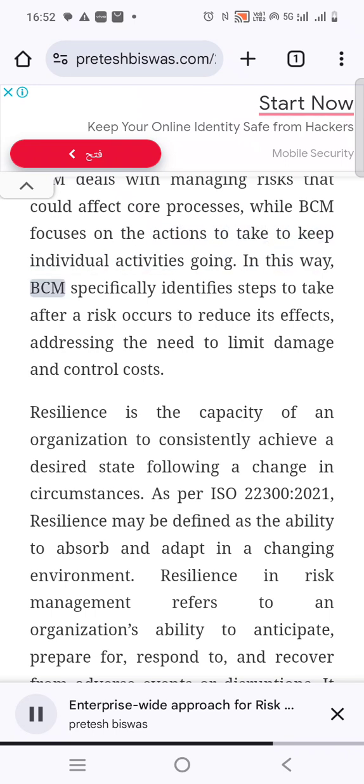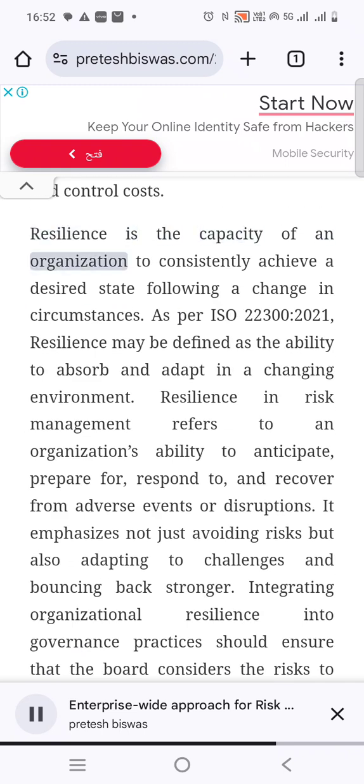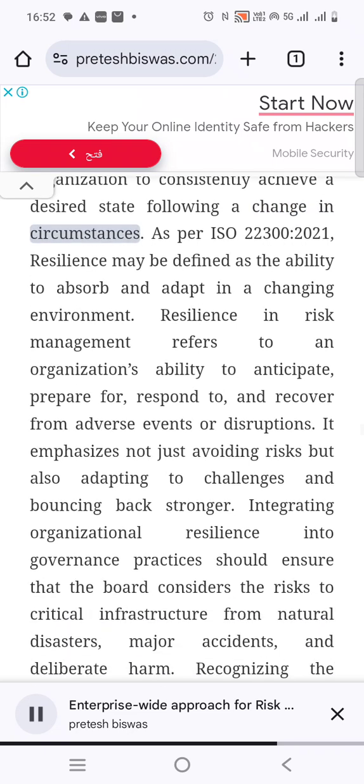In this way, BCM specifically identifies steps to take after a risk occurs to reduce its effects, addressing the need to limit damage and control costs. Resilience is the capacity of an organization to consistently achieve a desired state following a change in circumstances.